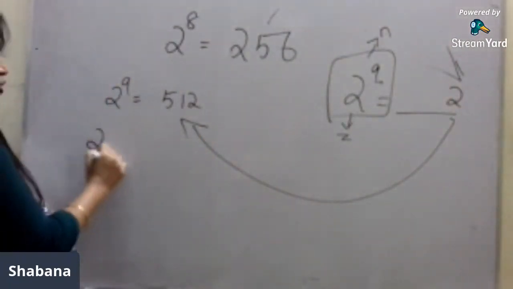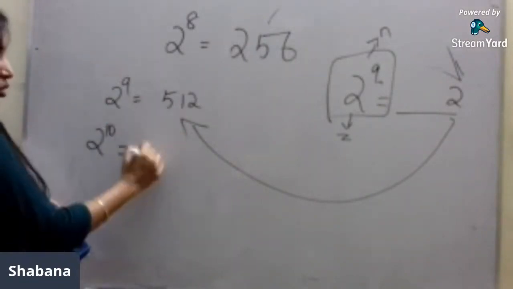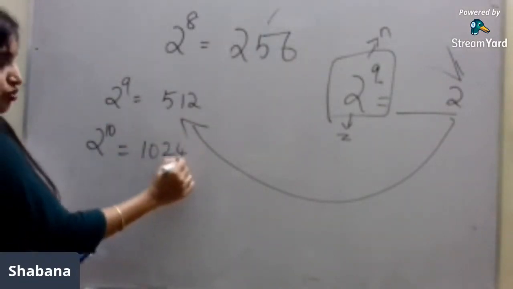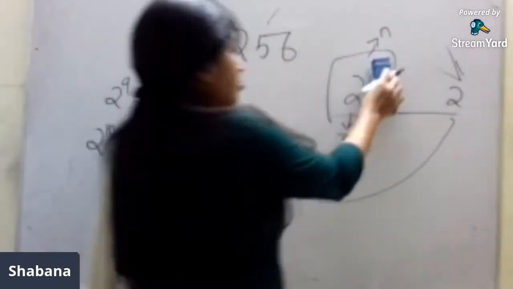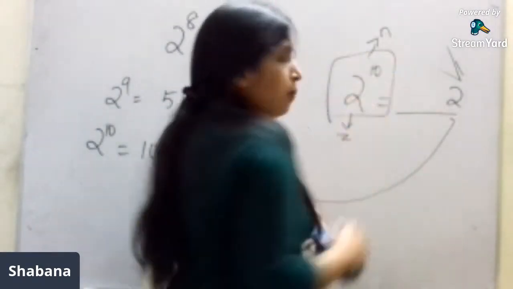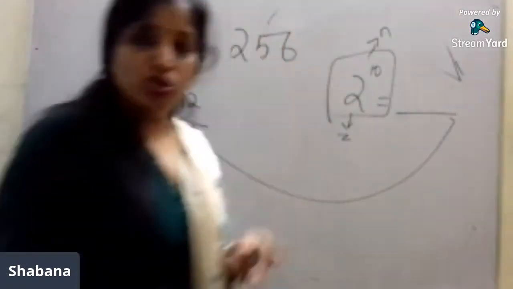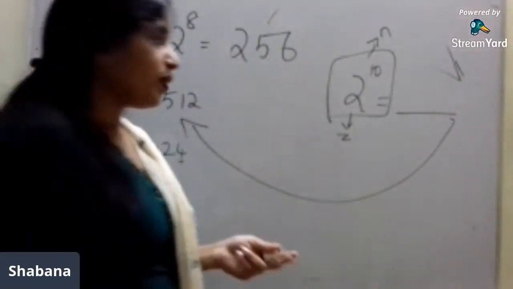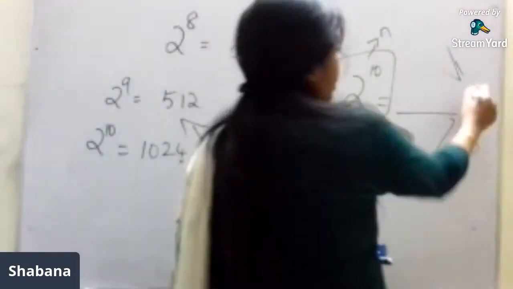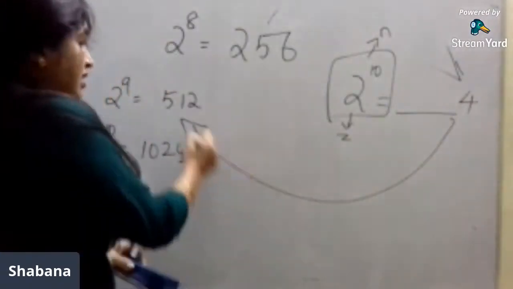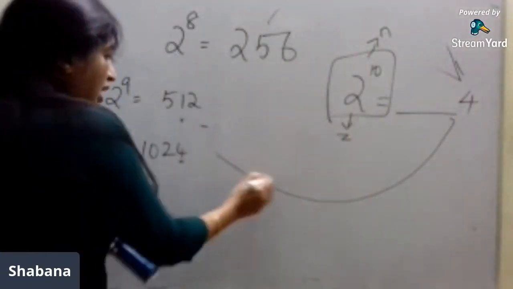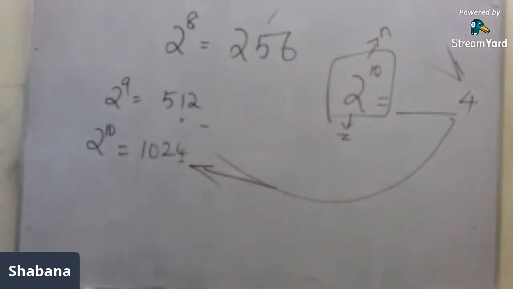Similarly, 2 power 10. I know it is 1024, so my last number is just 4. Let me cross verify with the same concept. 10 divided by 4, my remainder is 2. If my remainder is 2, it is z square. Z is 2, so 2 square will be 4. Yes, it's the same way. So let me take the arrow to this side.